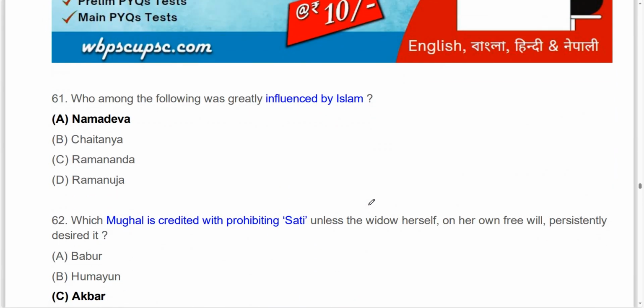Who among the following was greatly influenced by Islam? Namadeva, the Bhakti saint, was greatly influenced by Islam.